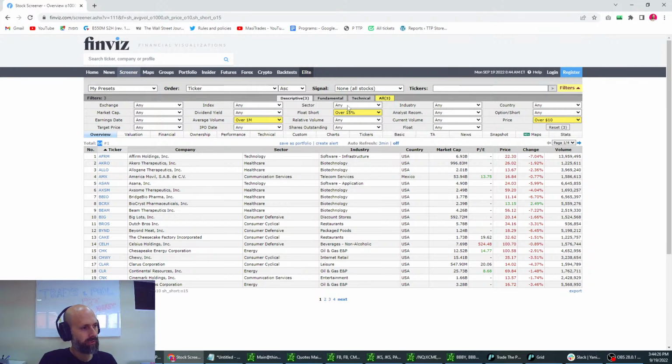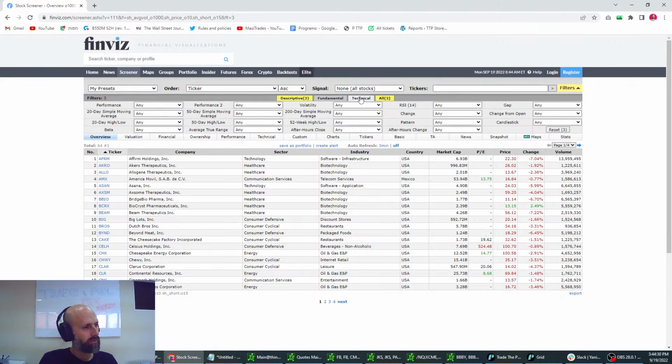From there, I can click on technical. And here, what I'm usually using is the average true range, the ATR. The ATR is the average range that a stock is moving in the last 14 days. So from the lowest point to the highest point, what's the range that it made? So I want to choose above 1.